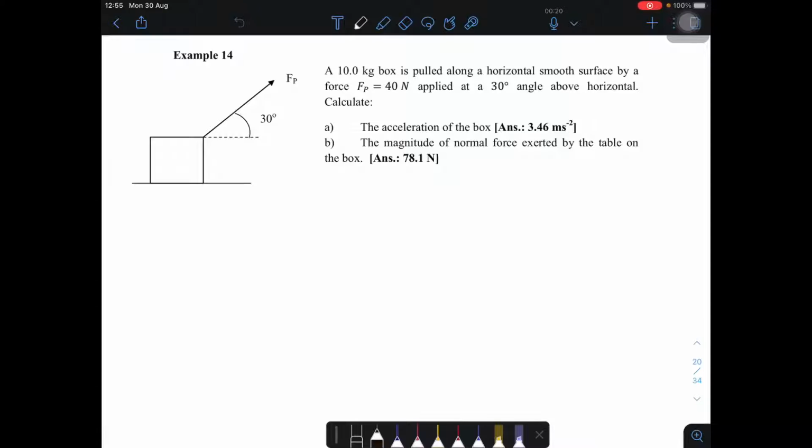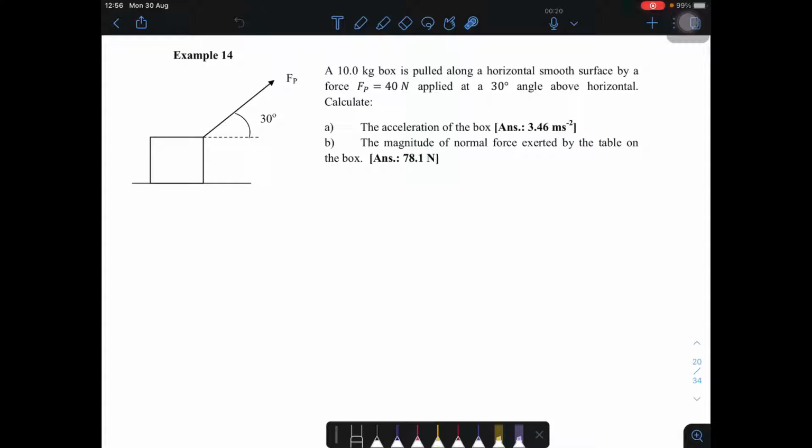Okay, let's discuss example 14. A 10 kilogram box is pulled along a horizontal smooth surface by a force Fp equal to 40 Newton, applied at a 30-degree angle above horizontal. Calculate the acceleration of the box and the magnitude of the normal force exerted by the table on the box.